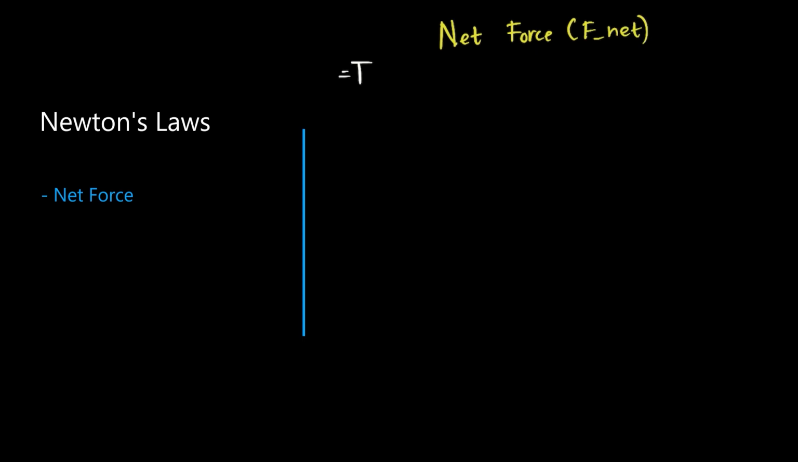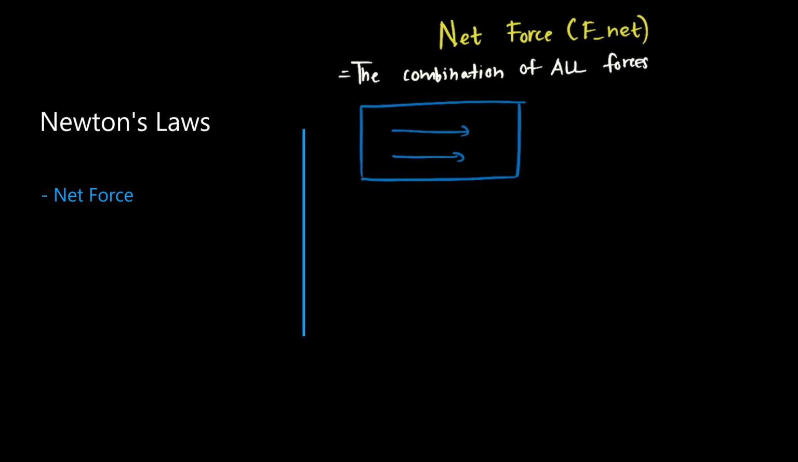The overall effect is determined by the net force, which is the combination of all forces acting on an object. If forces act in the same direction, they add up. If you push a box with 10 newtons of force and a friend pulls it in the same direction with 20 newtons, the net force is 30 newtons in that direction.